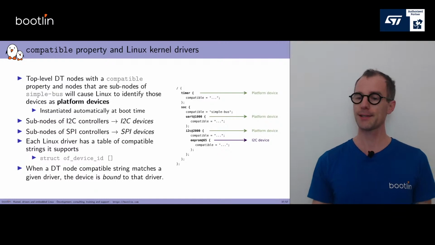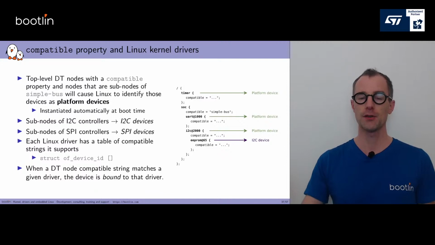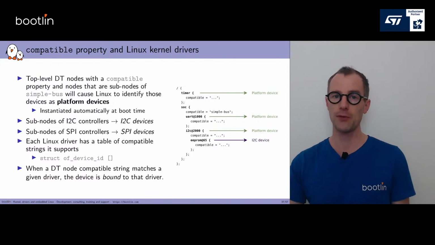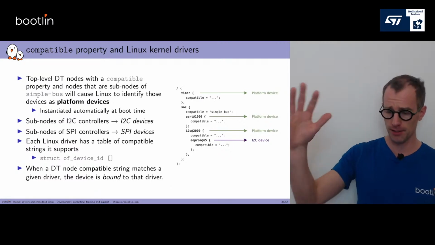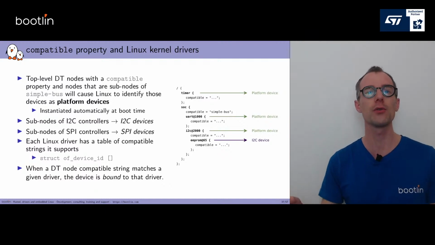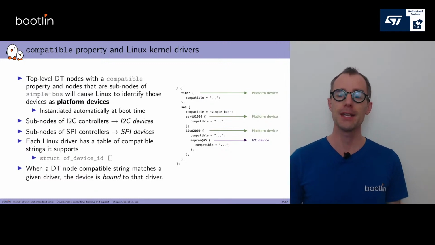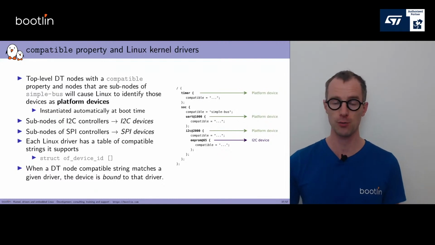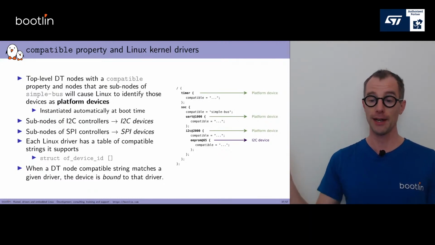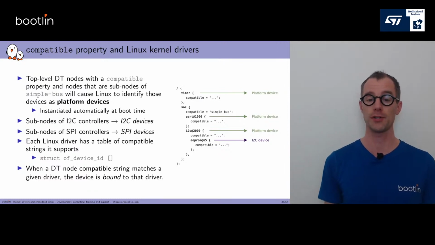So if you look on the right side of the picture, we have a timer node at the top level. It has a compatible string. So when the Linux kernel boots and parses that device tree, it is going to instantiate a platform device structure representing that timer in the kernel memory. Then the DT parsing continues. It encounters the SoC node, which has this simple bus compatible property. So every subnode of that is going to be a platform device as well. So UART at 1000 is going to be a platform device as well, representing the UART controller. The I2C at 2000 is also going to be a platform device. It's one of the I2C controllers in our system.